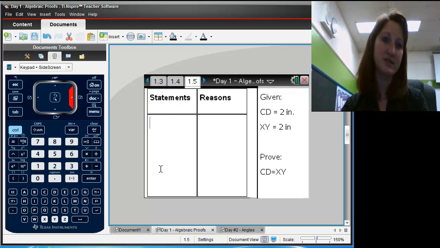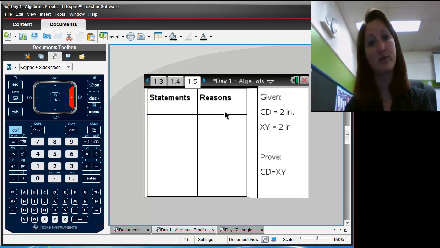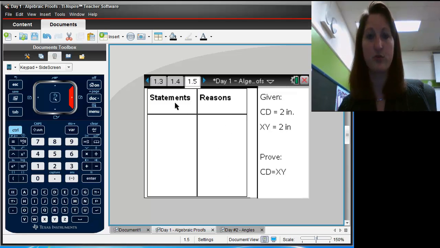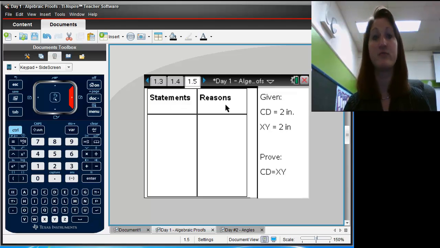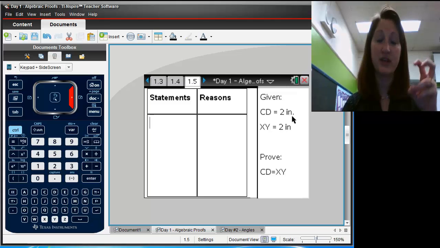One column we have the statements, and the second column we have the reasons. Statements are things that you know are true based on your given information, and reasons is exactly that. It's a reason why you know each statement is true. The other thing that you will be given when you do a proof is some given information.